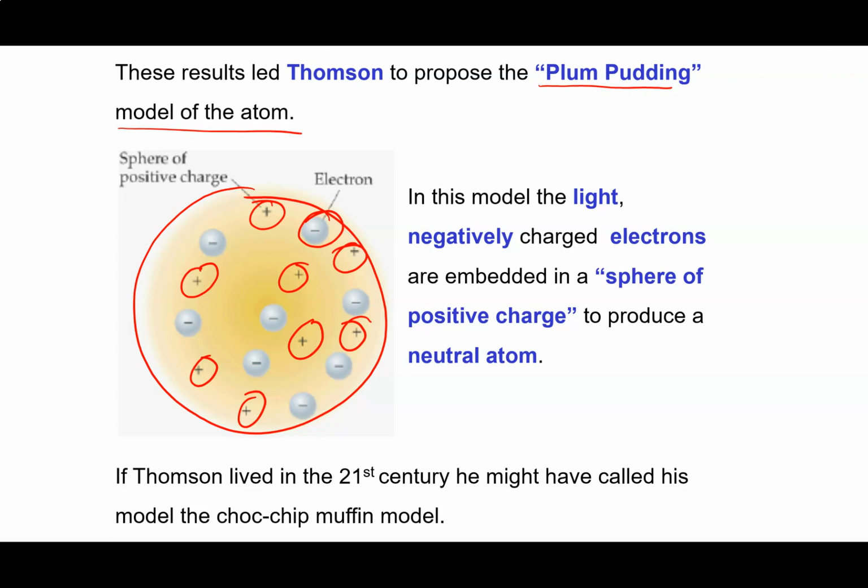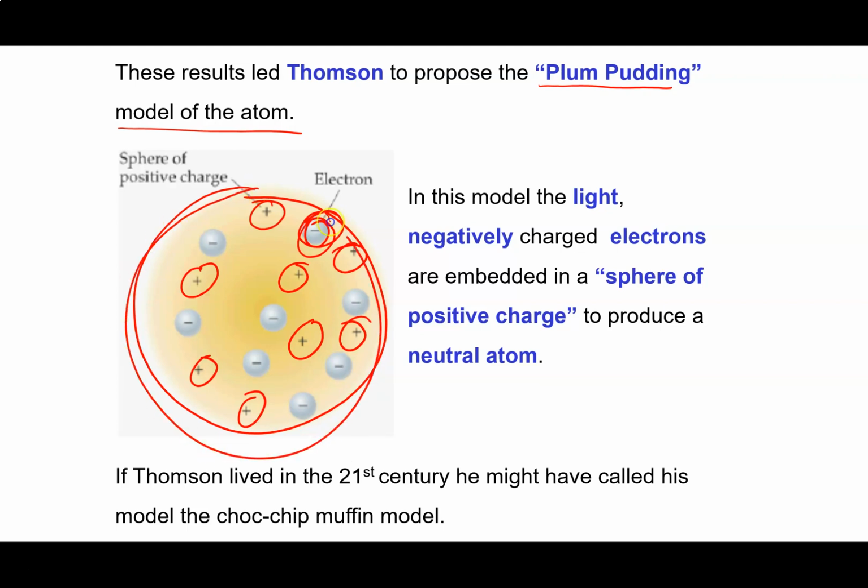And so Thomson says that the positive part of the atom is just like a big ball of dough, and it's really dense and quite heavy. And then embedded in that are these tiny little electrons like pieces of fruit, like plums in a pudding. And those plums are negatively charged. So yeah, that's the general idea. It's kind of like the simplest model you can think of.